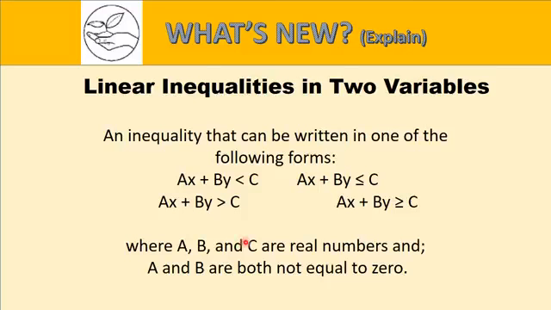Now, why is it that a and b should not be equal to 0? Take note that we are talking here about two variables. So if one of these variables is equal to 0, then it will not be two variables anymore. For example, if a is equal to 0, now the inequality becomes by is greater than or equal to c, meaning it has only one variable. And if both of them are equal to 0, then there is no variable at all. So always remember that a and b should not be equal to 0.